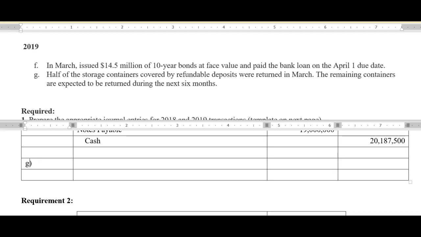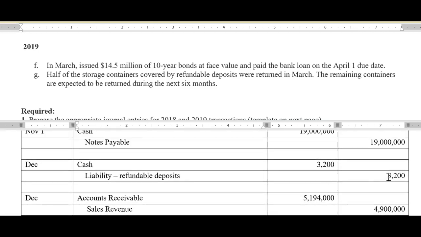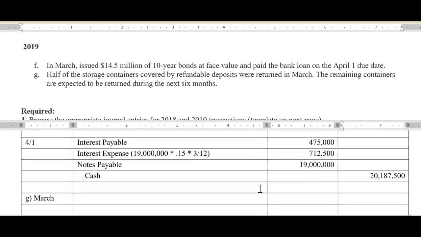And again, you can do G or you can put March. Half of the storage containers covered by refundable deposits were returned in March. The remaining containers are expected to be returned during the next 6 months. Okay, so again, half of those containers were returned. So let's look back. Originally, we had $3,200. So if half of those are coming back, that means $1,600 worth are coming back.